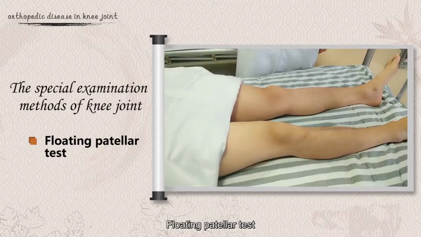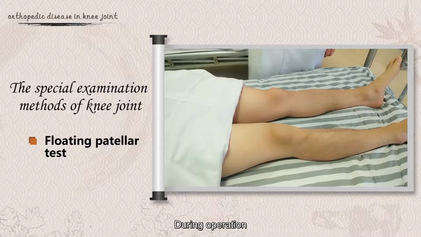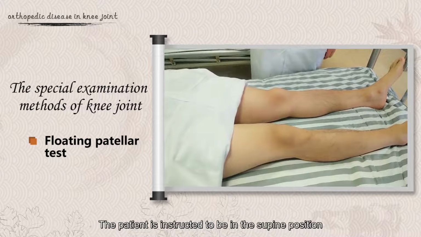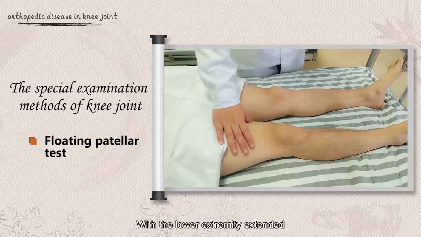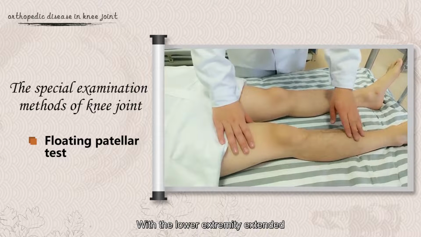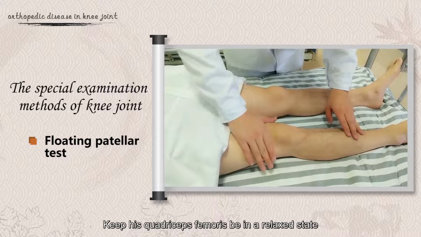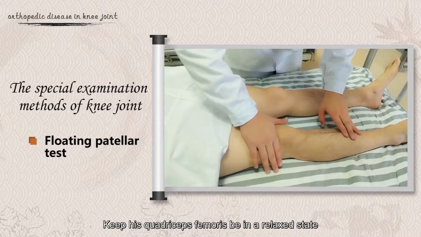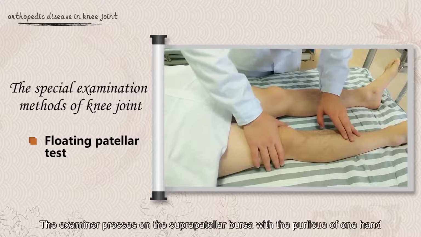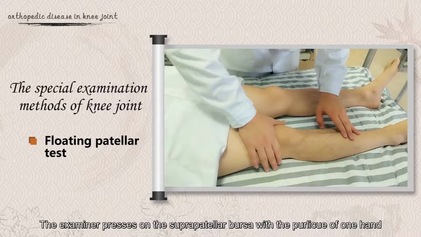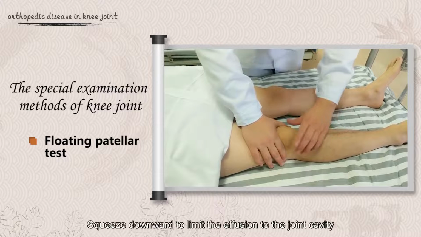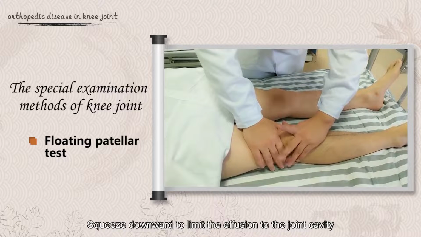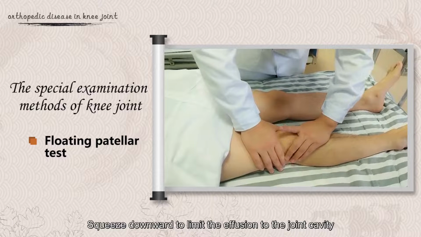Floating patella test. During operation, the patient is instructed to be in the supine position with the lower extremity extended, keeping the quadriceps in a relaxed state. The examiner presses on the suprapatellar bursa with one hand and squeezes downwards to limit the effusion to the joint cavity.